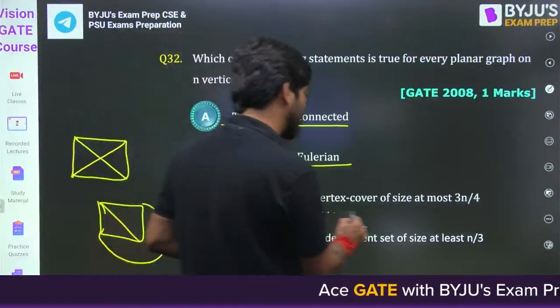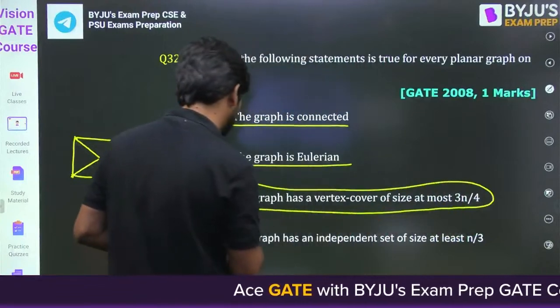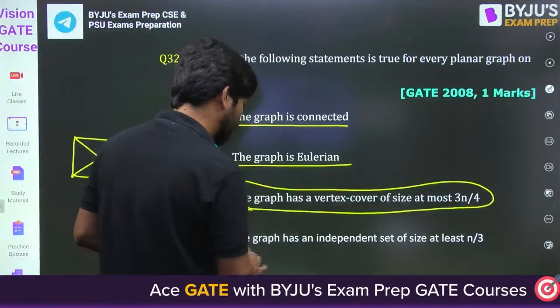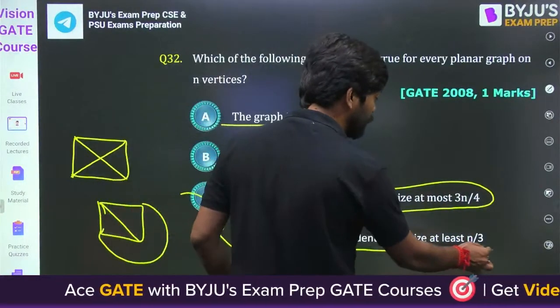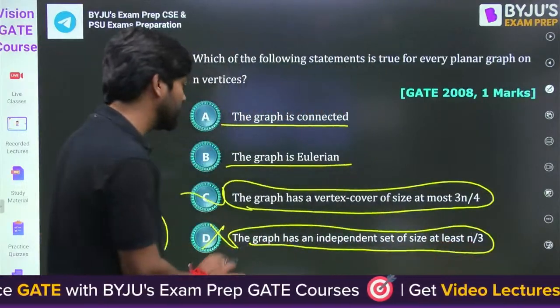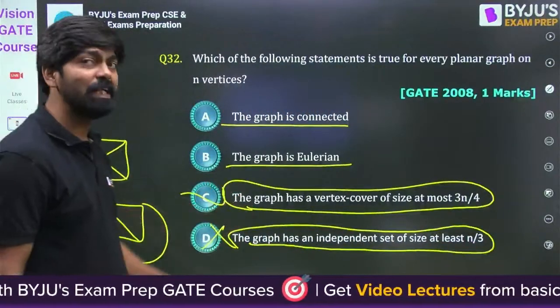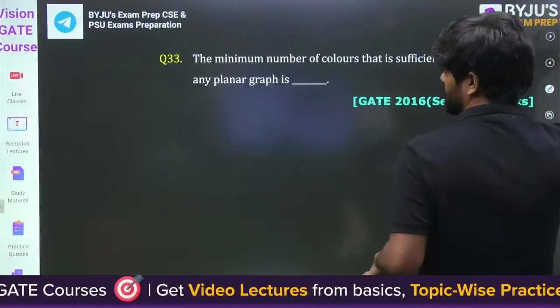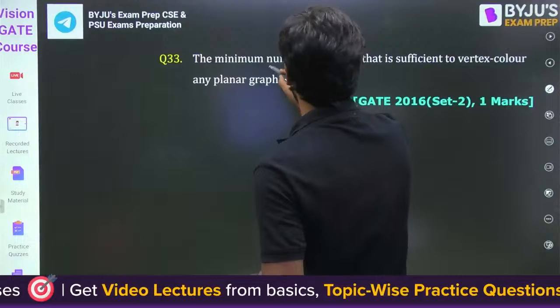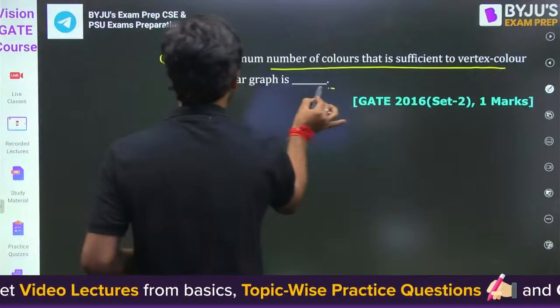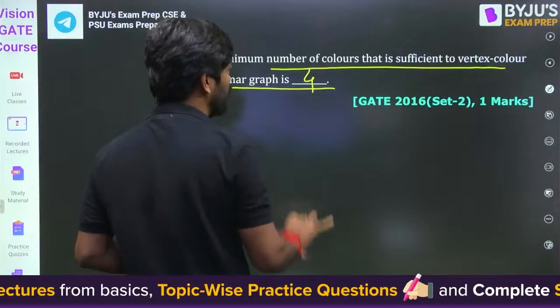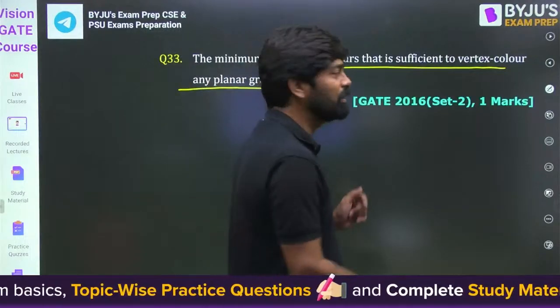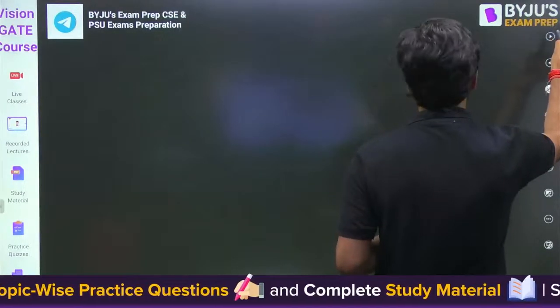The graph has a vertex cover of size at most 3n by 4. Fine, we have seen that already, and this is false. The graph has an independent set of size at least n by 3. No, this is false, we have seen it in the theorem. So C is the correct answer for this one. Next: the minimum number of colors that is sufficient to vertex color a planar graph. Four color theorem. The answer is 4, based on the four color theorem.